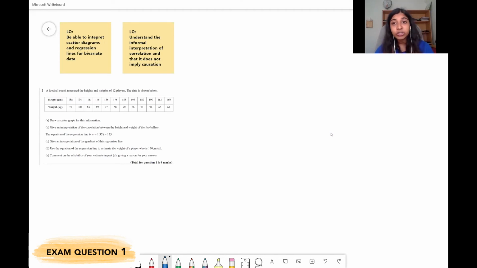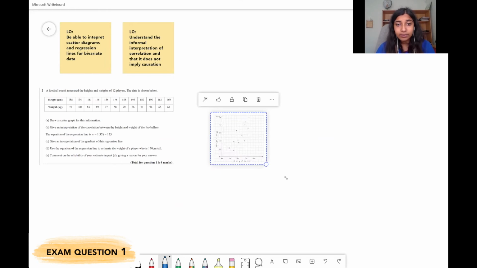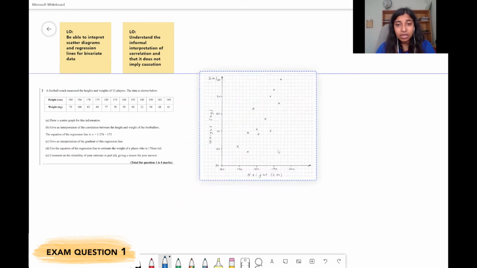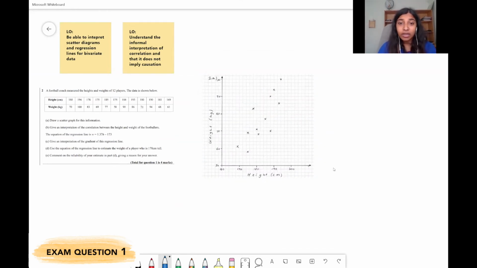So you can just use some graph paper, and if you plot all your points out, you should get something like this. So let me just make it bigger. So this is how your scatter diagram should look like. So have a go plotting this on graph paper yourself.